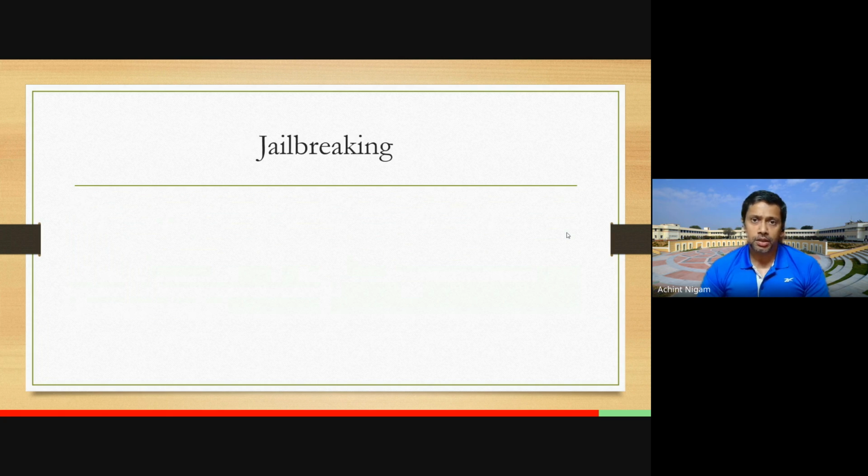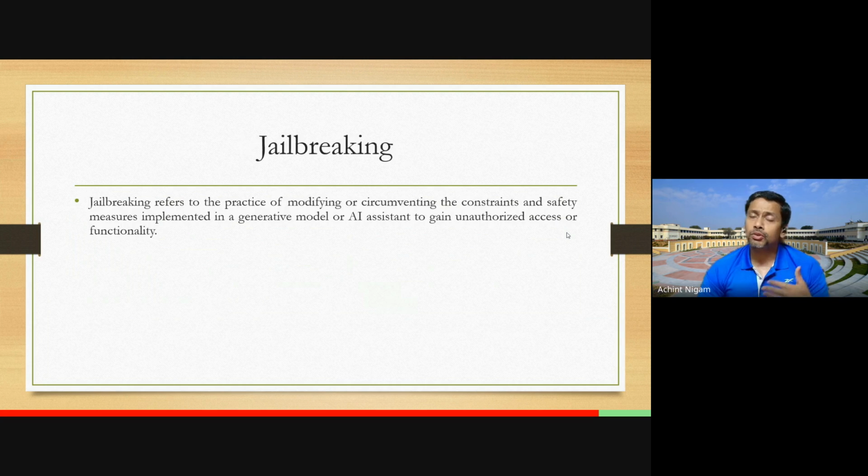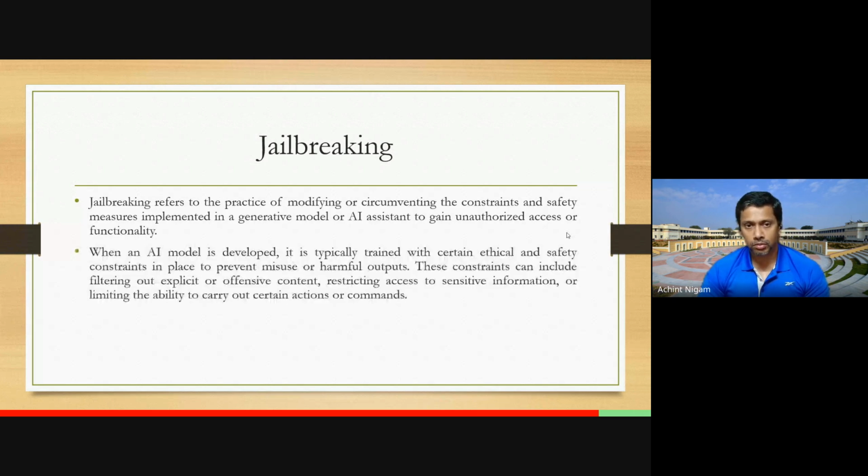Lastly, coming to jailbreaking. Jailbreaking is when it was trained not to do something, and you make it do it. Somehow you circumvent the rules and make GPT do that when it should not have been done. So jailbreaking refers to the practice of modifying or circumventing the constraints and safety measures implemented in the generative model or AI assistant to gain unauthorized access to functionalities. Suppose how to kill a person, how to steal a car, or any kind of stuff that is not ethical. Models are trained not to disclose such details, but if you use some clever prompting, you can even break it.